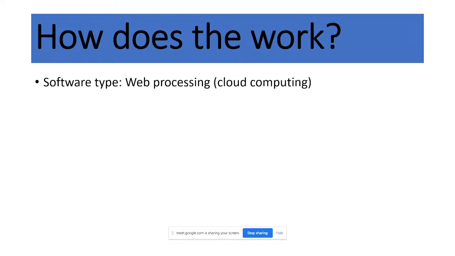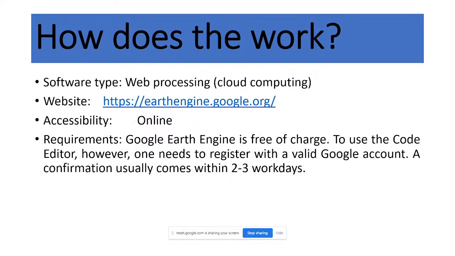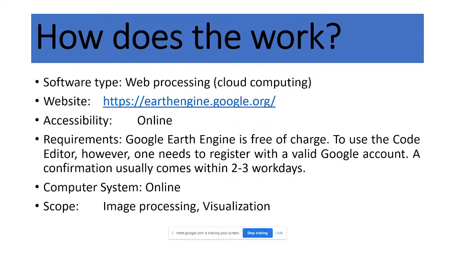The software type is cloud computing or web processing, so you don't need to download any software. It's totally cloud computing or web processing. This is the main website of earthengine.google.org. Accessibility must be online: when you want to work with the Google Earth Engine platform, you must be online. For the requirement, you need to register with your Google account. You have already completed your profile on the Google Earth Engine platform, so this time I simply skip this part. The computer system is online. The scope is mainly image processing and visualization, and it also works with vector and raster data.